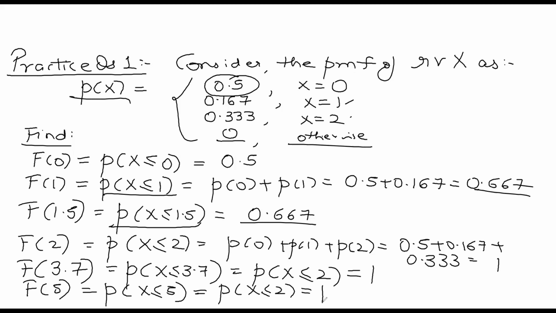Have you understood this example? Anyone has any doubts, please ask. In case any student has any doubt, please feel free to ask. I hope all of you have understood how to find out the cumulative distribution function from the probability mass function. Yes, I can do another practice question with all of you. So practice question 2.